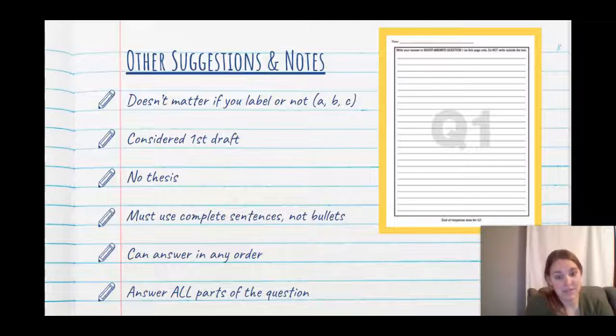You must use complete sentences, not bullet points. I address that. And make sure you answer all parts of the question. It's surprising how sometimes the bar is so low to earn a point, and just putting something down, even if you think it's not going to make sense, it doesn't hurt you to try.